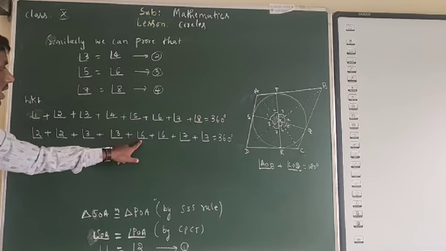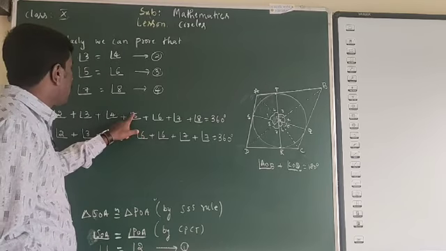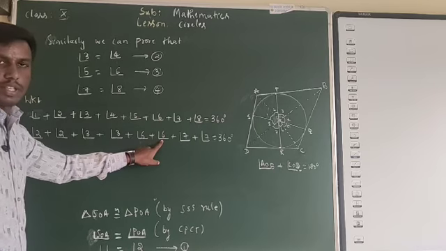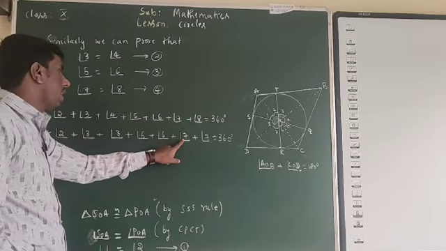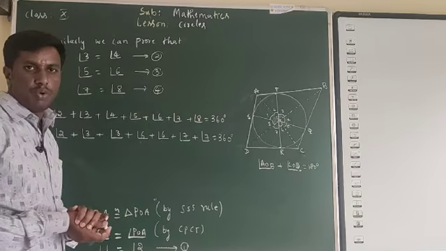Then angle 5 is equal to angle 6, as I have written. Angle 6 is equal to angle 5 from equation 3. Angle 6 is equal to angle 6 as it is. Angle 7 is equal to angle 7 as it is. Then angle 8 is equal to angle 7, substituting from equation 4.